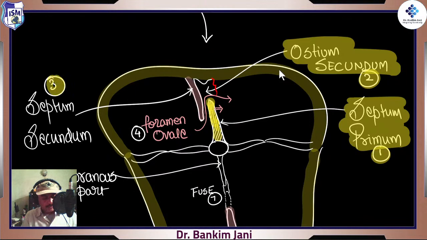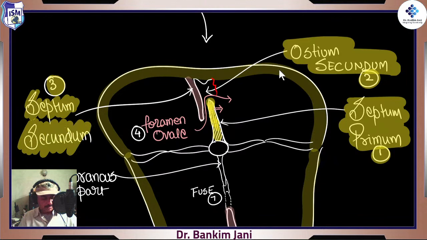Because this is a new septum, we'll call this septum secundum, because it is occurring for the second time, right? It is the second septum. So this septum secundum overlaps this hole, this opening. But they never fuse. This is acting like one of the finest things. It is acting like a valve, right?